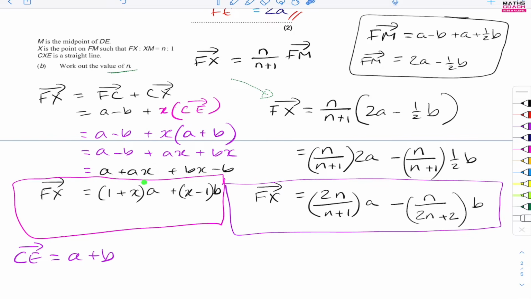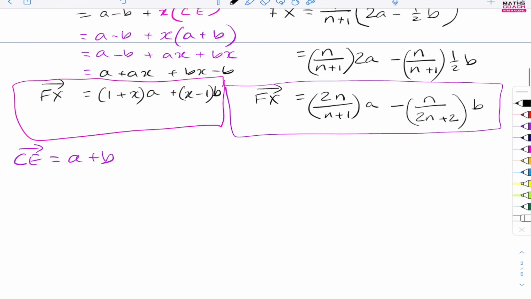So therefore, what we can do is just say, look, this coefficient in front of a is equal to this coefficient in front of a. And this coefficient in front of b is equal to this coefficient in front of b. Okay? With that, we can then write that 1 plus x is equal to 2n over n plus 1. And we can also write for the b, comparing to that, x minus 1 is equal to minus n over 2n plus 2.